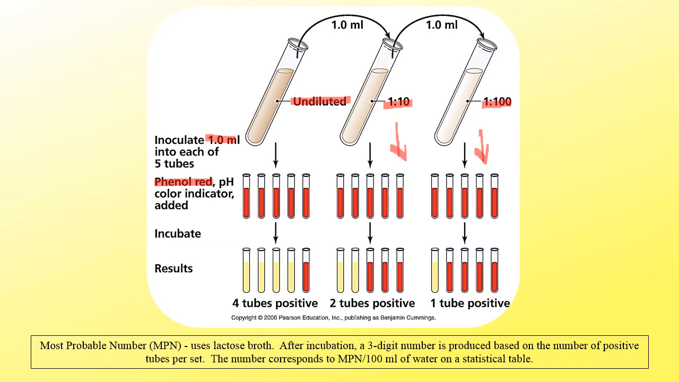Okay, and after that we incubate for like 18 to 24 hours, and after that we see whether there's any color change or not. So let's look at these results. If there's a color change from red to yellow, it indicates positive. If it remains red, it indicates negative. So in this set we got 4 positive tubes, in this one we got 2 positive tubes, and in this one we got 1 positive tube, and then literally you generate a number, which is 421. This number we're going to use in the statistical table.